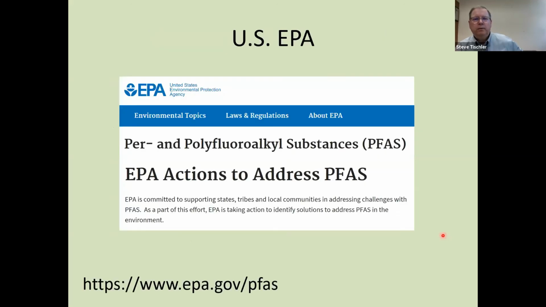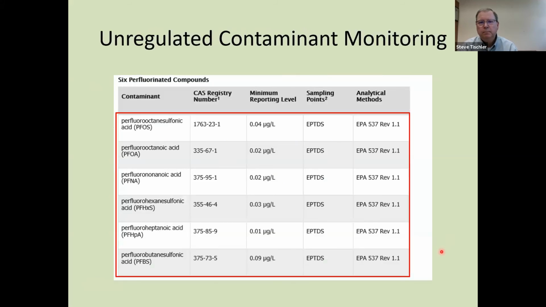So let's start with the US EPA. The US EPA has been on this subject for quite some time. They certainly have developed action plans. You can go to the EPA website and look specifically at the PFAS action plan that they've developed. I know I've talked about this before, but one of the actions that the EPA took was to include certain PFAS chemicals in the unregulated contaminant monitoring process. So they were included in the UCMR 3.